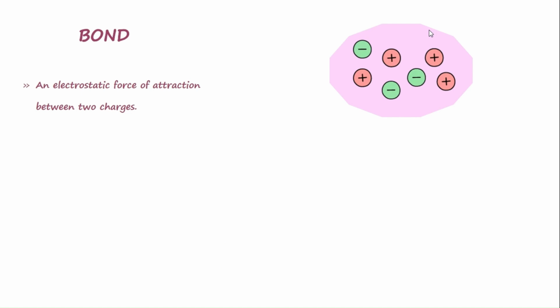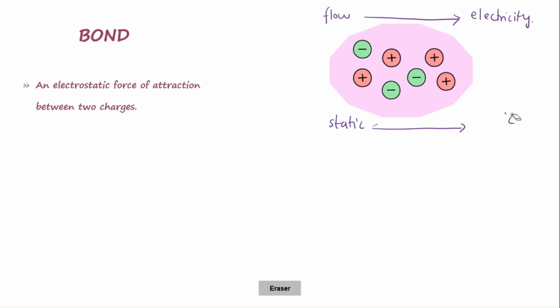Now, talking about bonds. A bond, or a chemical bond, is an electrostatic force of attraction between two charges. Now, what are charges? Charge is the property of a substance. Charges can either flow in a substance, and when the charges flow, they produce electricity. Or charges can be static. Static means that they are at a place, they are not moving, they are not flowing. In that case, we call it static electricity or electrostatics.